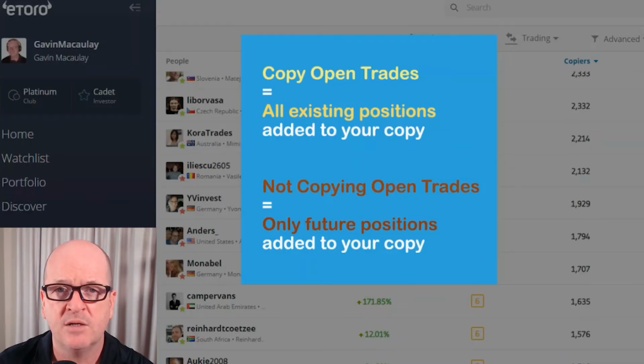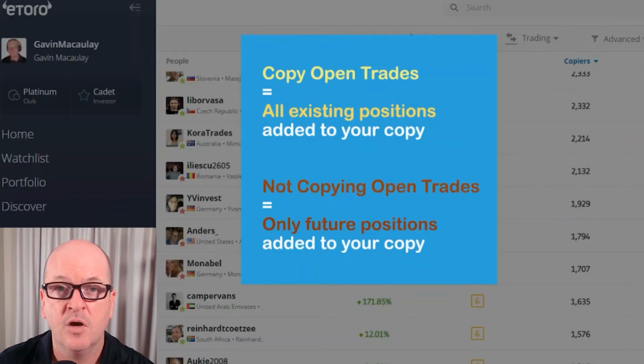Most PIs recommend copy open trades because it means you will more quickly have a portfolio similar to theirs. Your interests will be aligned, and your money won't be sitting around doing nothing. Of course, you will be buying at the prices on day one of the copy, not the same prices the PI paid at various times in the past. Sometimes that's a good thing, sometimes not so good.